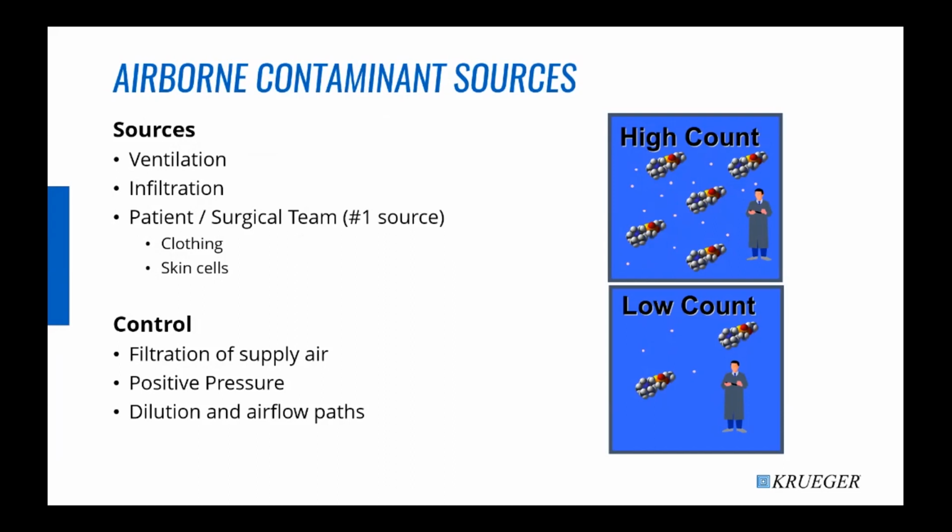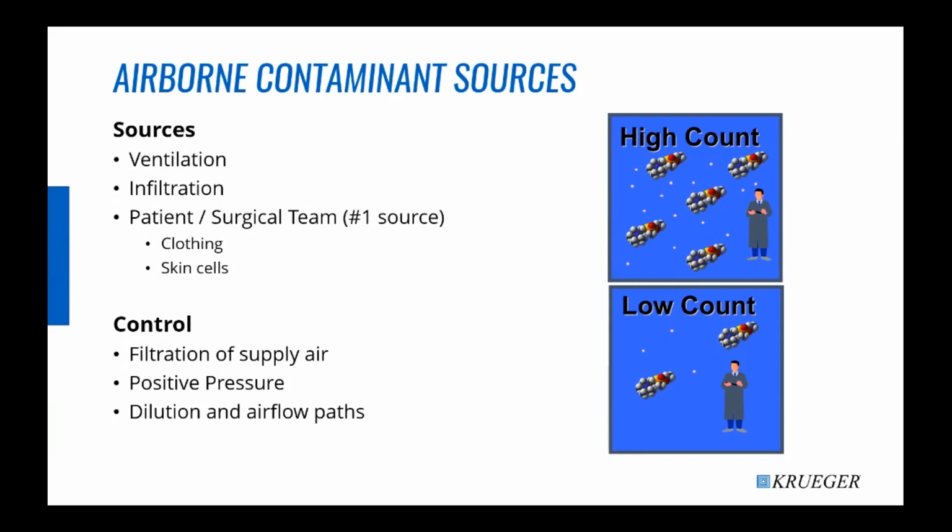Pressurization is key in preventing contaminants from entering the space. Positive pressure prevents airborne contaminants from flowing underneath doors or through small openings, infiltrating the space and adding to the airborne contaminants. The number one source for airborne contaminants in the space is actually from the patient and the surgical team itself, or the occupants of that space.